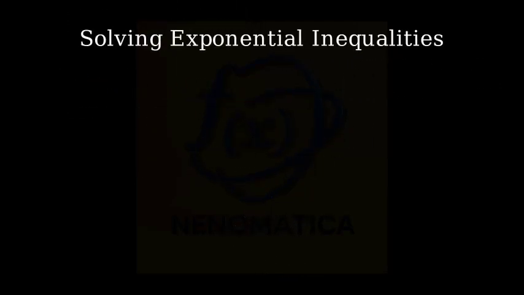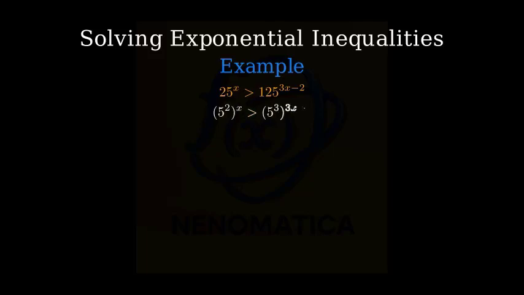Let's look at our example. We need to solve the inequality 25 to the power of x is greater than 125 to the power of 3x minus 2. When solving exponential inequalities, we first need to get both sides to the same base. Let's rewrite our problem using base 5. Since 25 equals 5 squared and 125 equals 5 cubed, we can write our inequality as 5 squared to the power of x is greater than 5 cubed to the power of 3x minus 2.